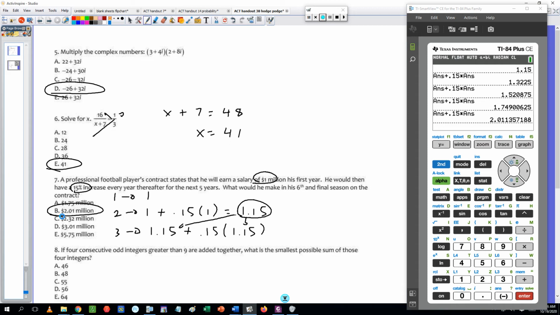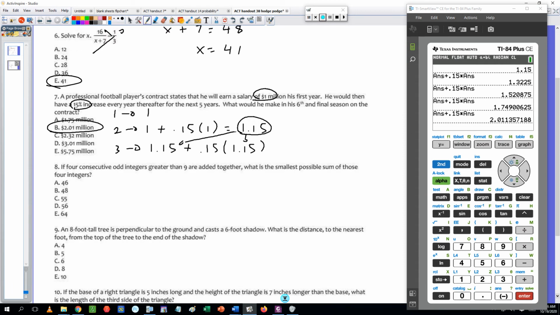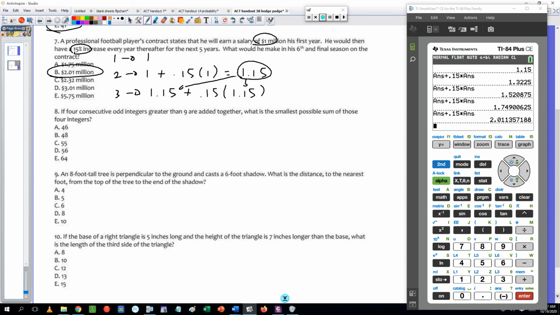If 4 consecutive odd integers greater than 9, so greater than 9 odd integers, we're looking at 11, 13, 15, and 17. What is the smallest possible sum? 11 plus 13 plus 15 plus 17, 56.